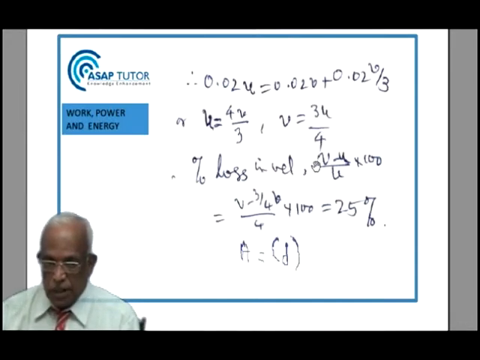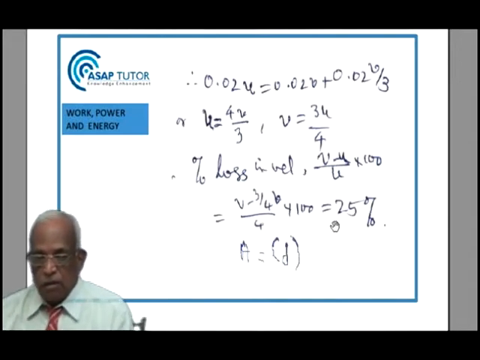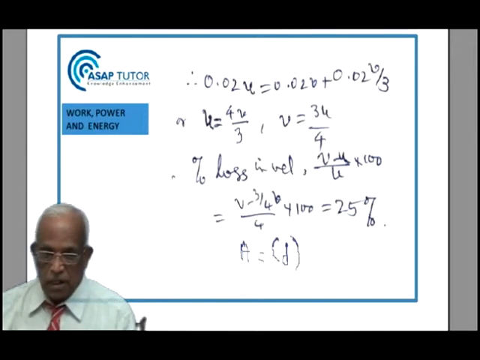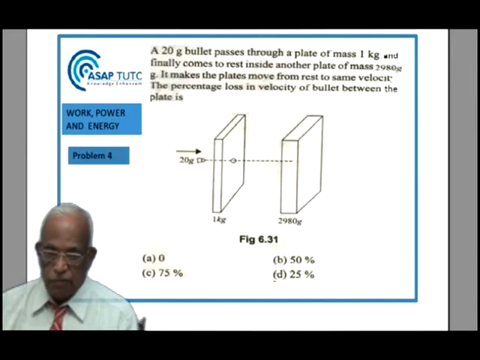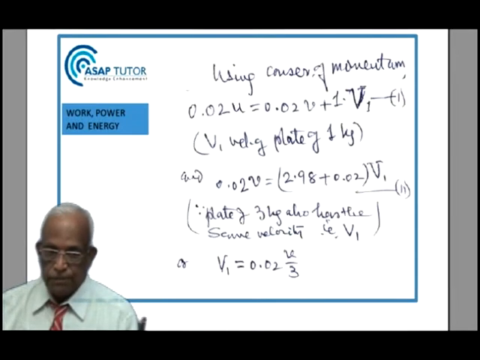Therefore, percentage loss in velocity is u minus v divided by u into 100, that is u minus 3/4 u by u into 100. That is a quarter, that is 25%. The answer is D for you. D is the answer.